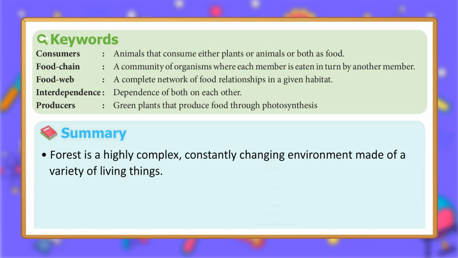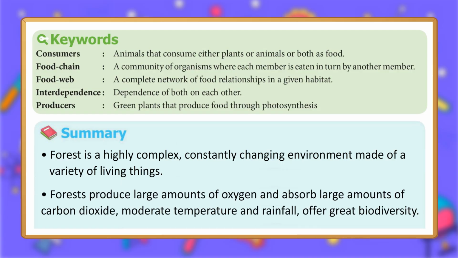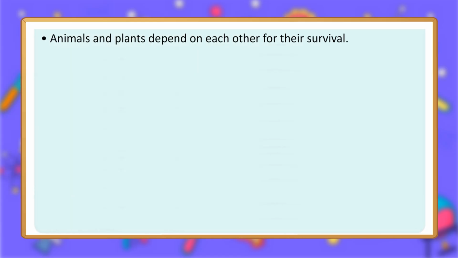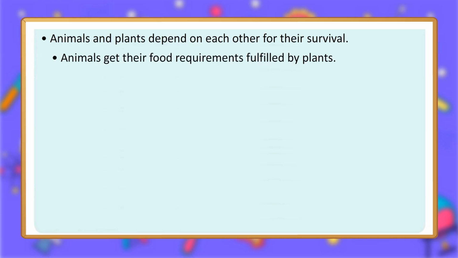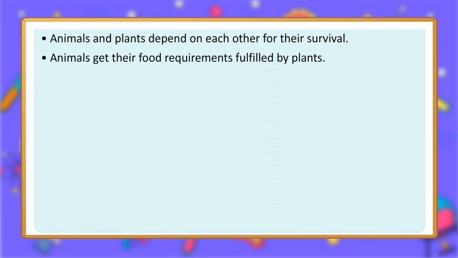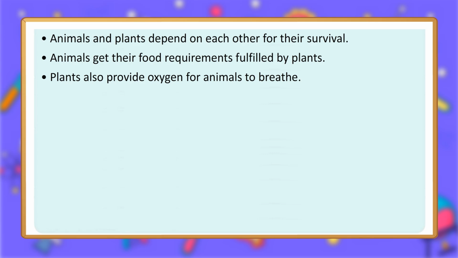Summary. Forest is a highly complex, constantly changing environment made of a variety of living things. Forests produce large amounts of oxygen and absorb large amounts of carbon dioxide. Moderate temperature and rainfall offer great biodiversity. Animals and plants depend on each other for their survival. Animals get their food requirements fulfilled by plants. Plants also provide oxygen for animals to breathe.